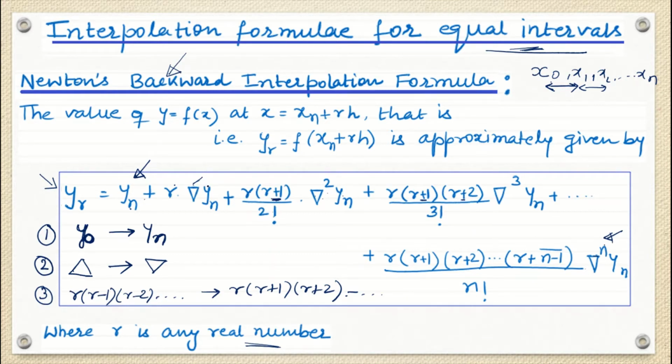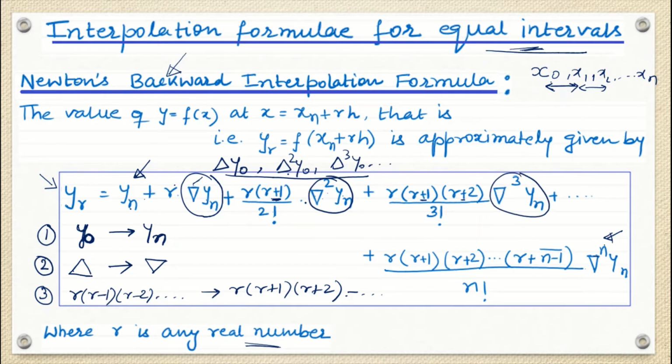As we discussed in the forward interpolation formula, there we used to get delta y0, delta 2 y0, delta 3 y0 and so on. Those were the leading forward differences. Here we are interested in backward difference yn, backward difference 2 yn, backward difference 3 yn and so on. These are called leading backward differences. Now we will see the question.